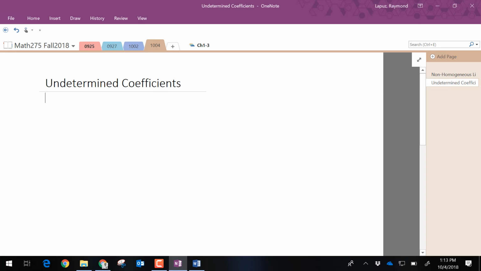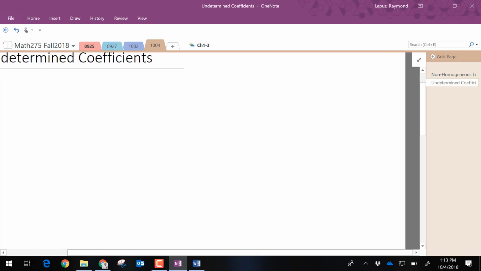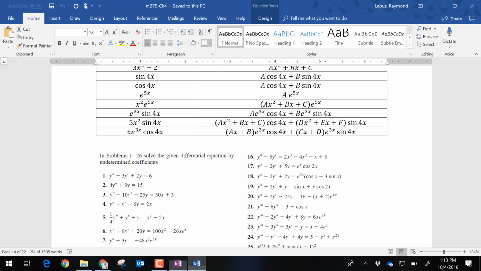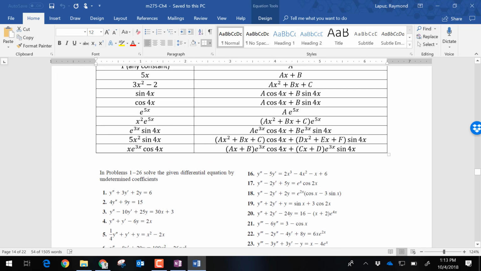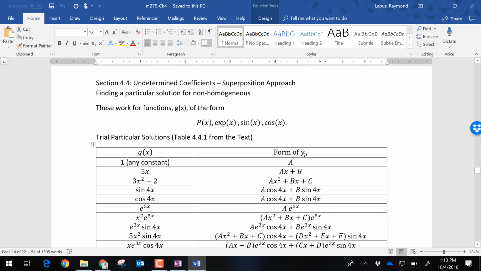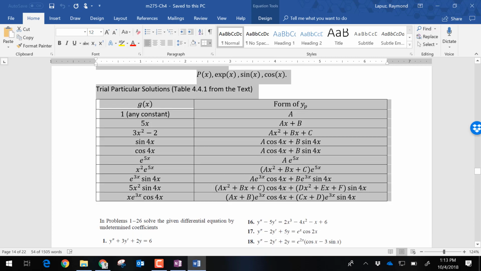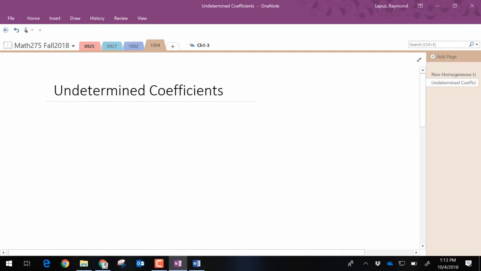Now, it's not always going to be that easy. It never is, because there are some special cases that might come up. Well, these aren't the special cases. No, this is the easy part.